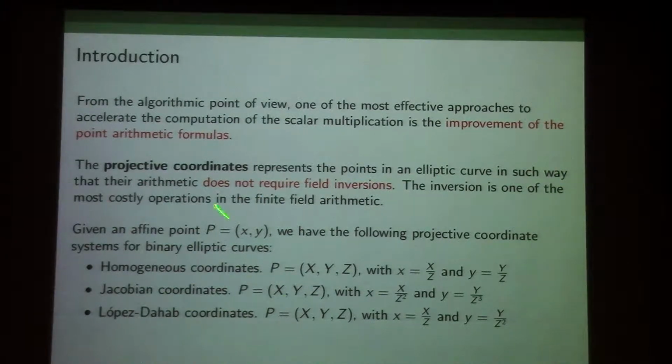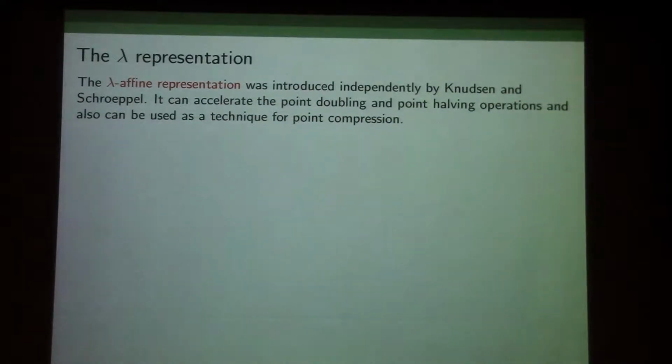So given an affine point, P, defined by these two coordinates, these projective coordinates represent this point in different forms. Before introducing the lambda coordinates, I have to introduce the lambda representation. This lambda representation was introduced by Knudsen and Schroeppel, and can accelerate point doubling and point halving, which are point arithmetic operations, and can also be used for point compression.